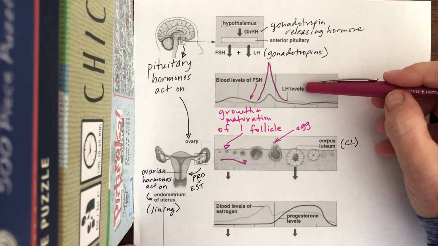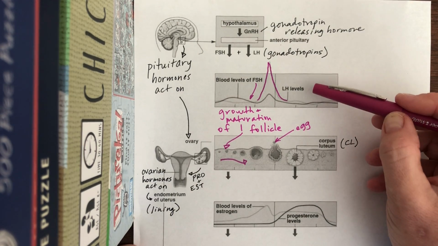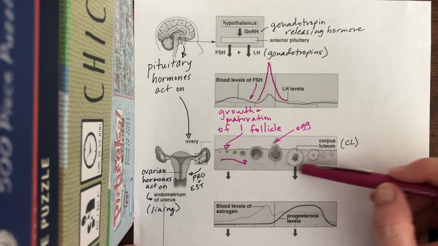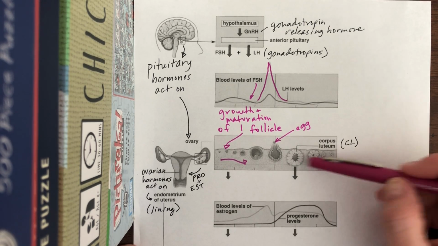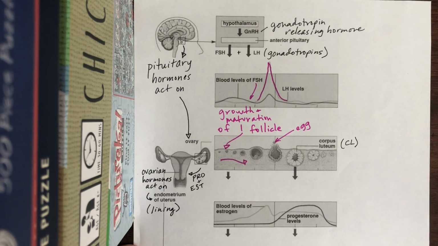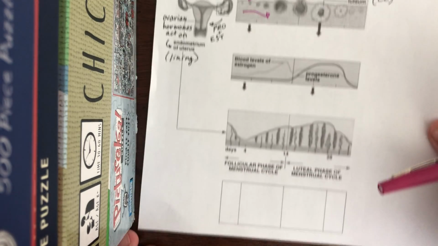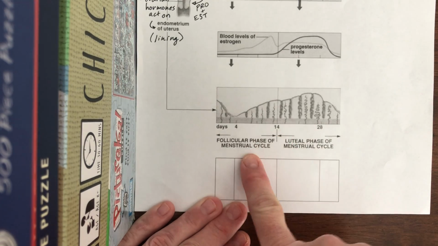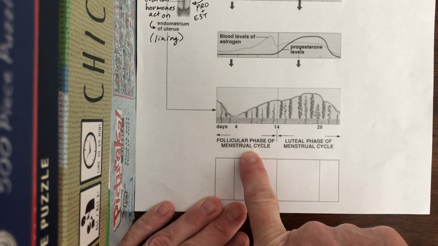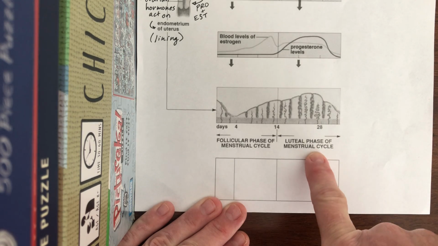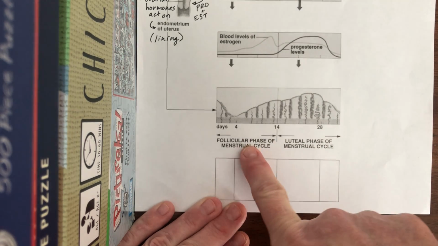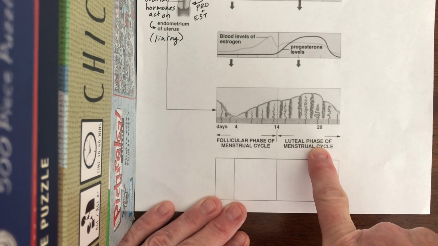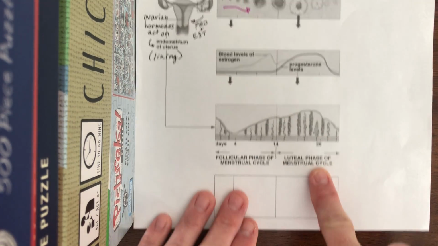Luteinizing hormone then causes the corpus luteum, leftover cells from the follicle, to take over in the next phase. So again, I'm going to move this page down. We can see that days 1 through 14 are the follicular phase events, days 14 through 28, the luteal phase. So focus on the follicle, ovulation, focus on the corpus luteum.